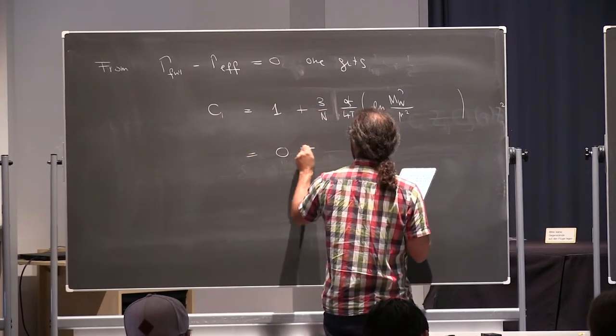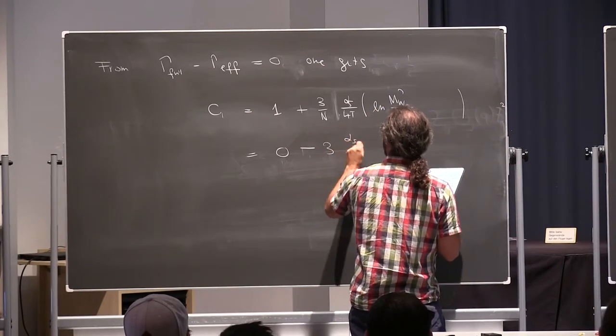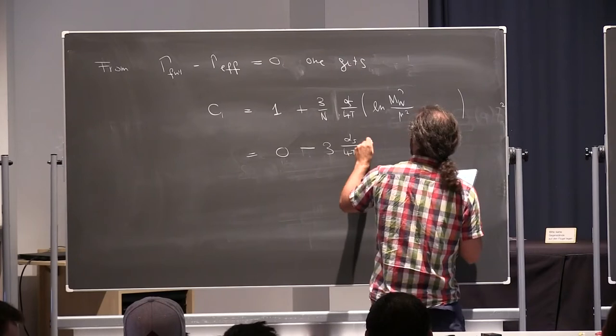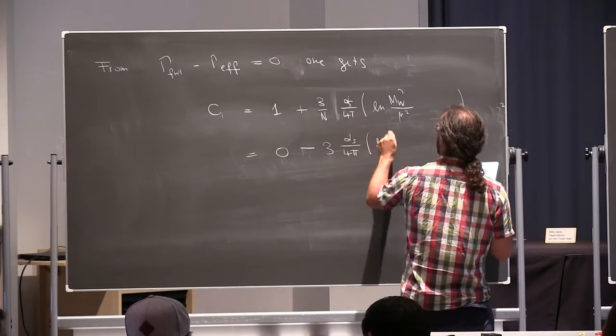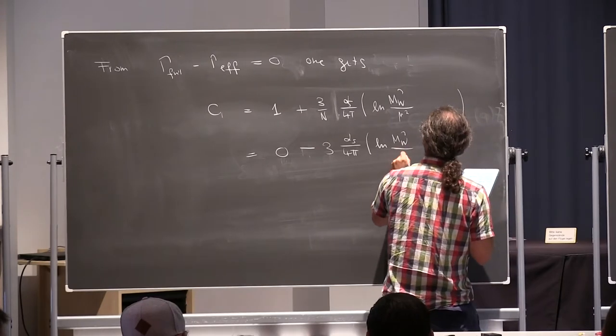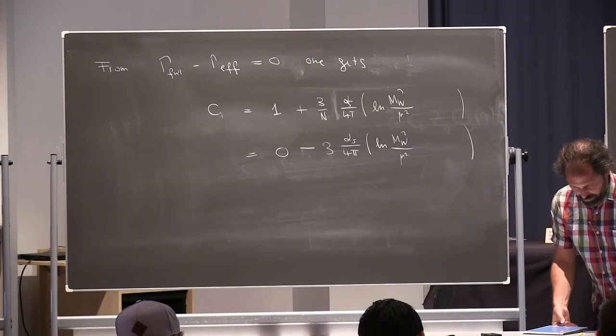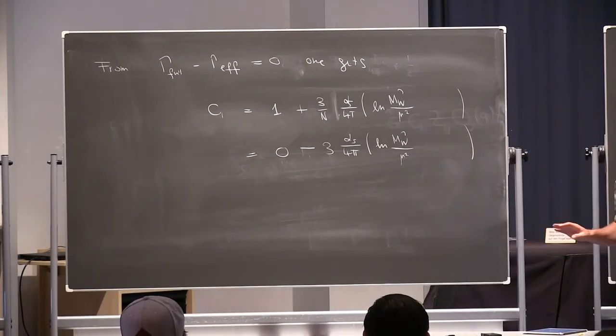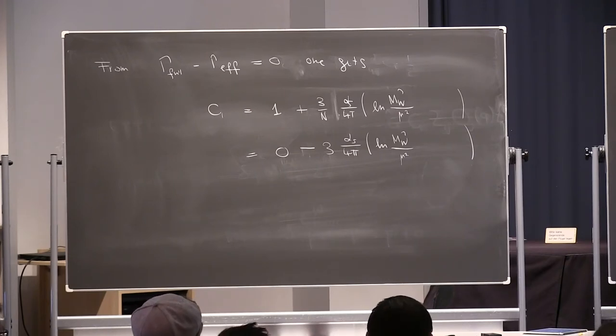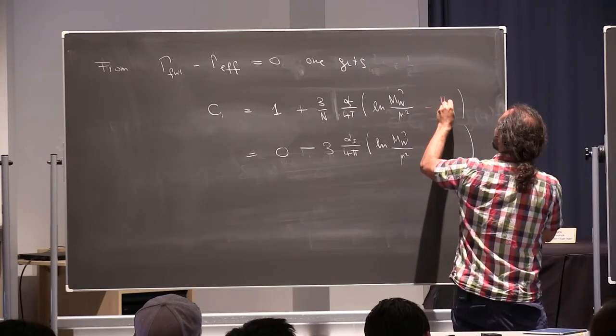Zero at tree level minus 3 alpha s over 4 pi log mW squared over mu squared. So this is what you would get if you subtract these diagrams. Out of laziness, I didn't write the full result here. I only wrote terms which have logs or divergences. So there are additional alpha s times constant terms. And if you also compute these, you would get minus 1, 11 over 6.